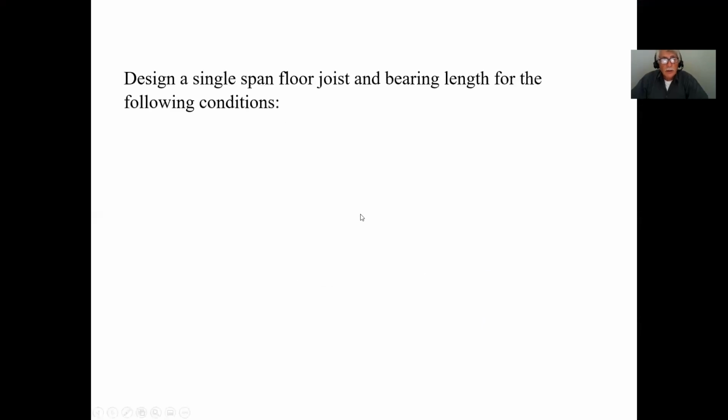Okay, so basically we had to design a single span floor joist and bearing length for the following conditions. So we had a joist spacing of 300 millimeters, and keep in mind, guys, I'll repeat it now: the typical joist spacing for a floor is you start at 400, and you try to design it for 400 spacing. And then if you run into a problem that there's too much of a load, then you can go and reduce it to 300, which will reduce the tributary width, and maybe that will work.